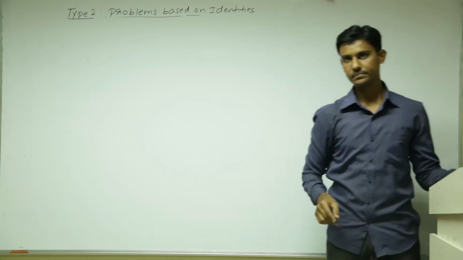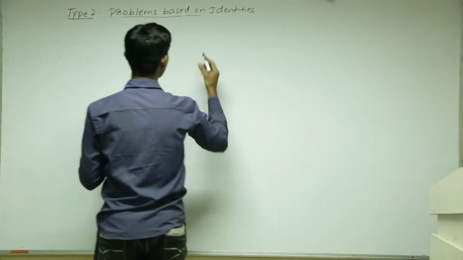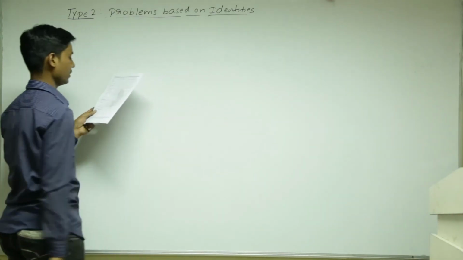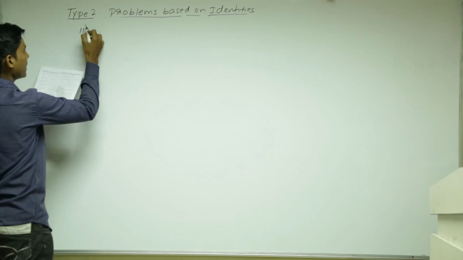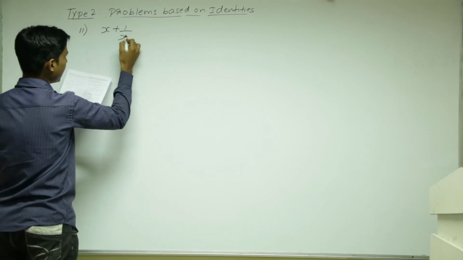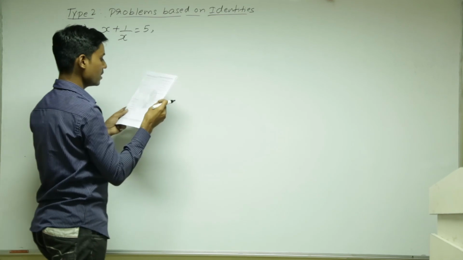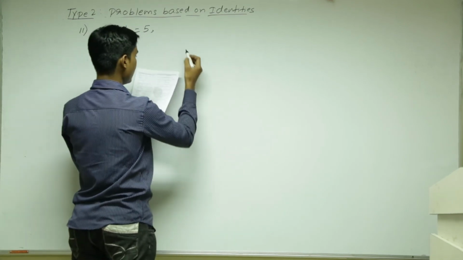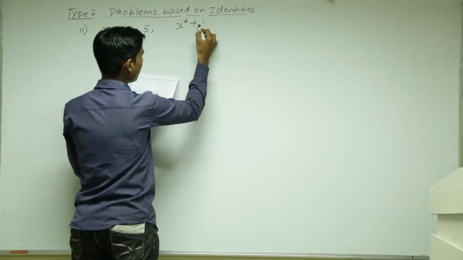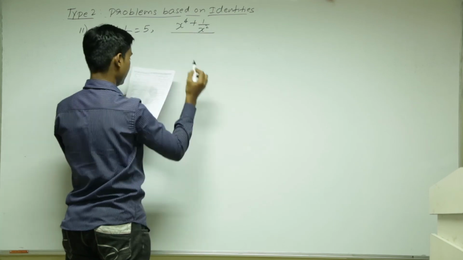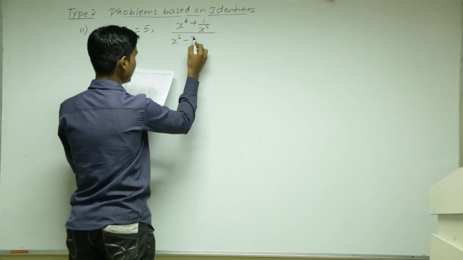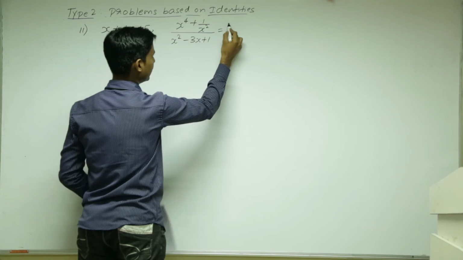Question number 11. Please see here. This is also a good question. If x plus 1 by x is equal to 5, then you need to find the value of (x power 4 plus 1 by x square) divided by (x square minus 3x plus 1). This value we need to find.